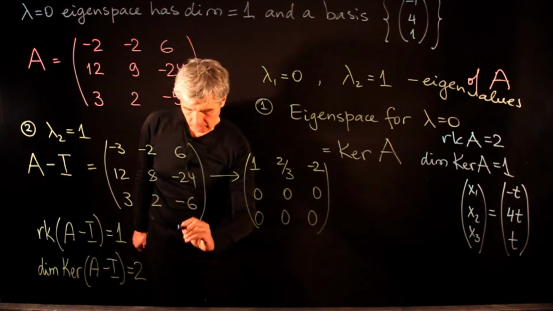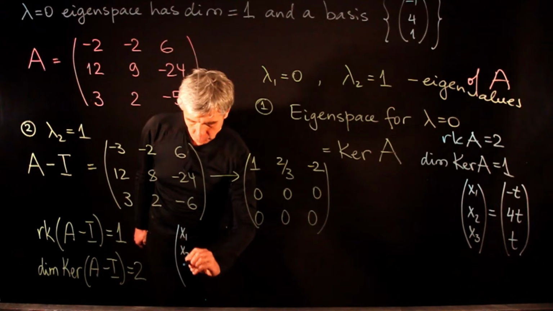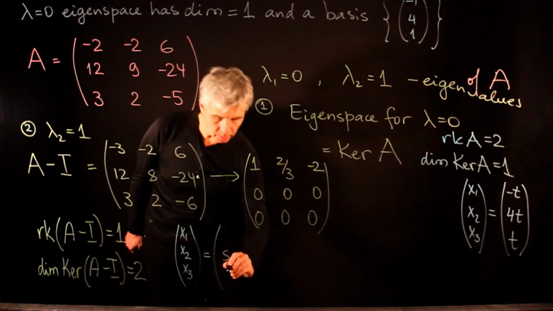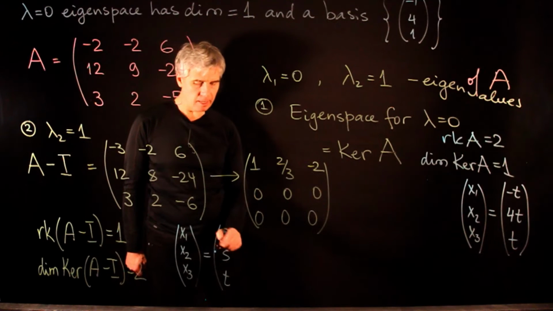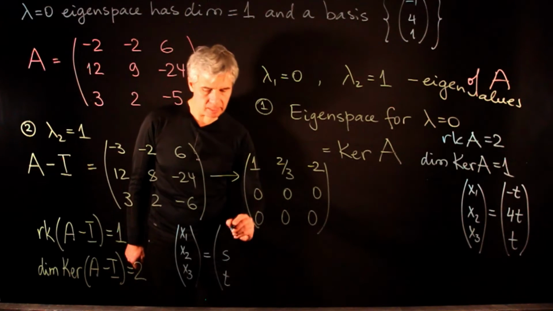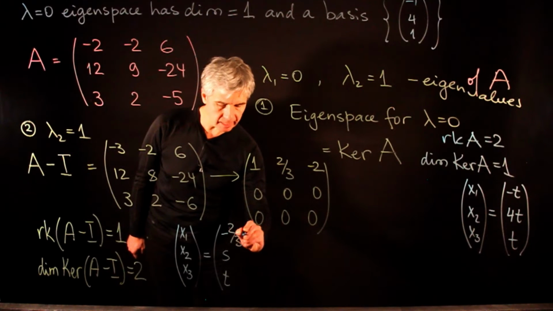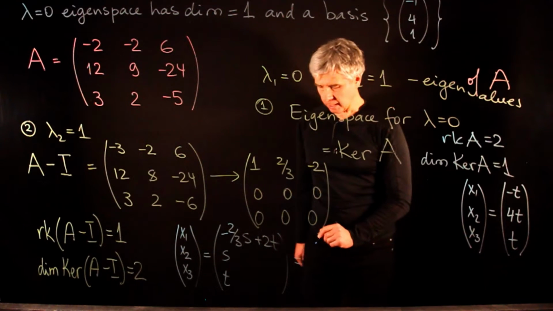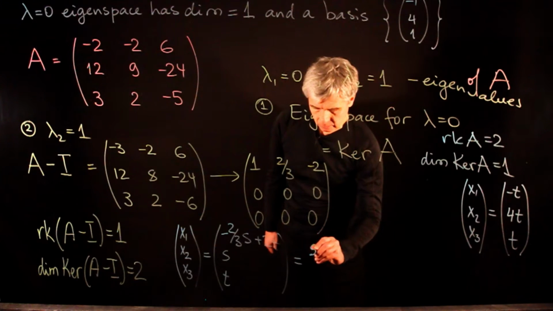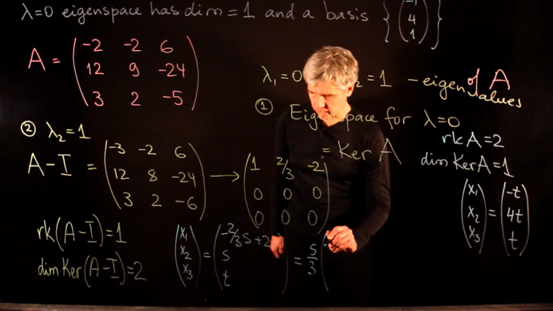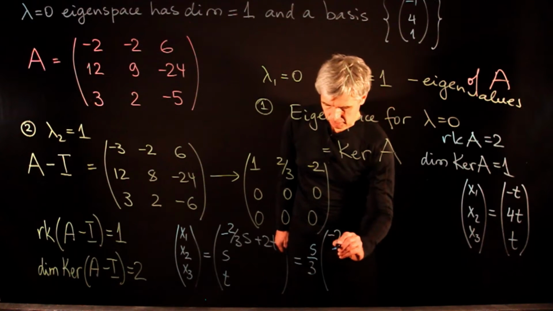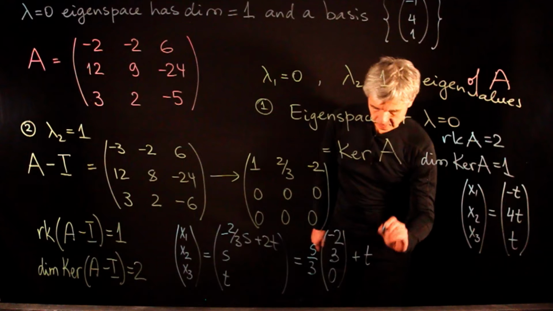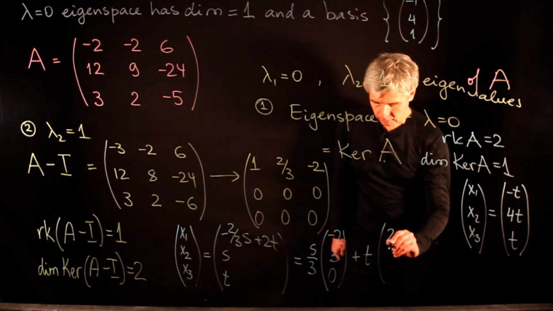So here, when we write down our solution space, we will use parameter s for x2, parameter t for x3, and so then x1 is equal to minus 2/3 s plus 2t. And so then we can write this as s over 3 times the vector minus 2, 3, 0 plus t times the vector 2, 0, 1.